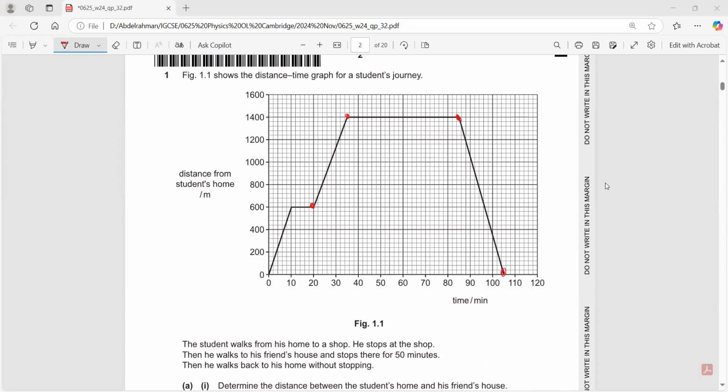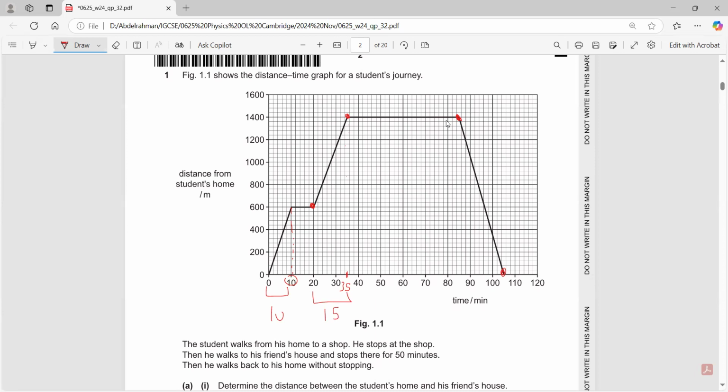For example, the first part you have 10 minutes while walking. And then he stopped for 10 minutes. Then at this point, which was 35, he stopped. So from 0 to 10, walking. From 20 to 35, he was also walking. So this is again another 15 minutes.